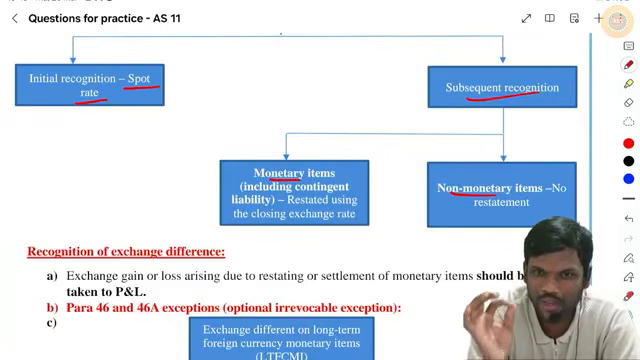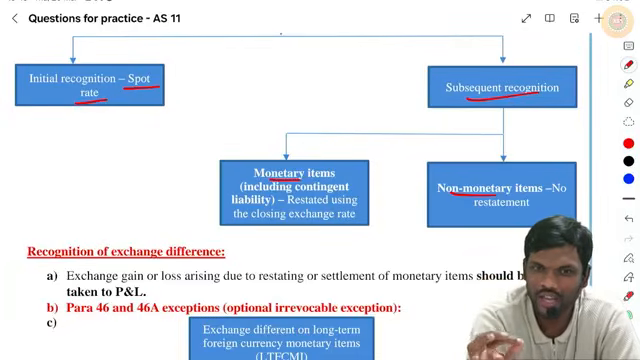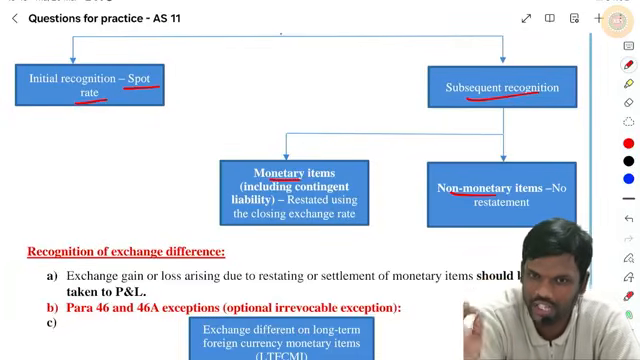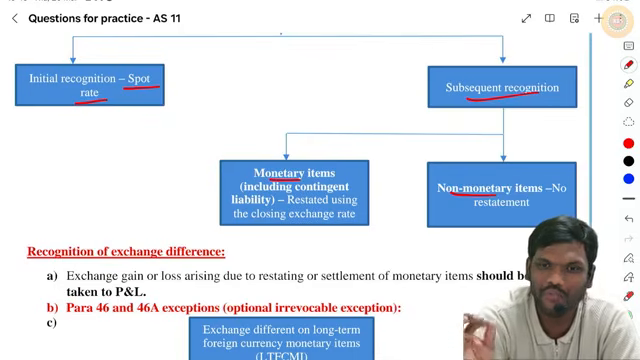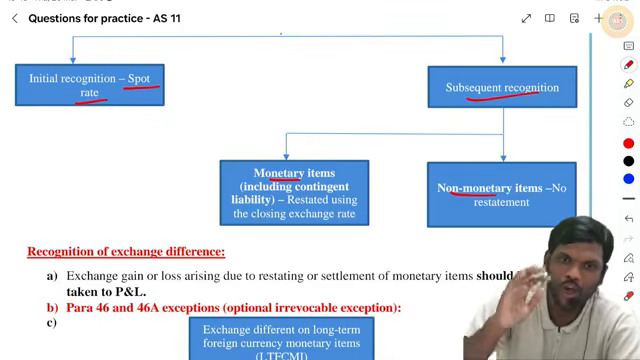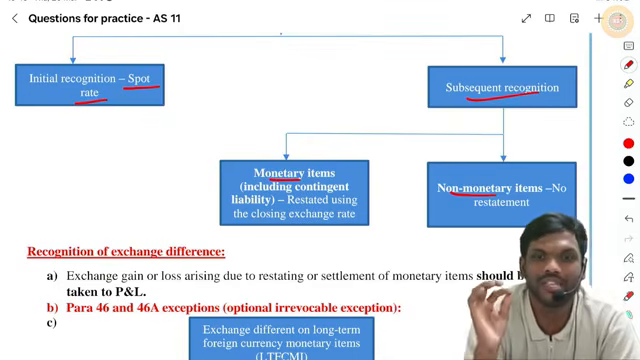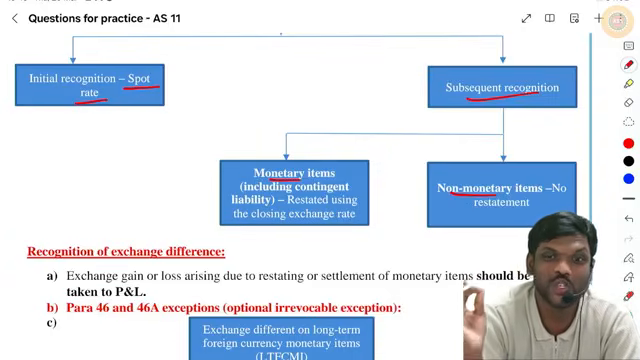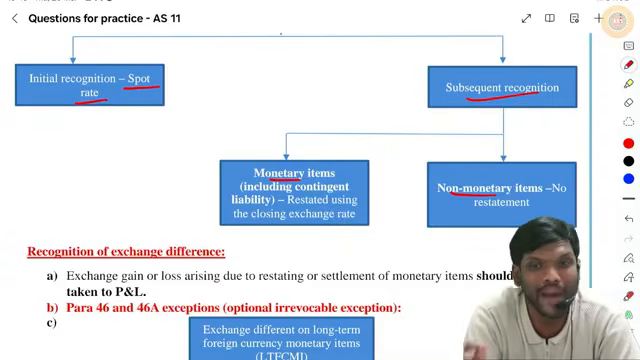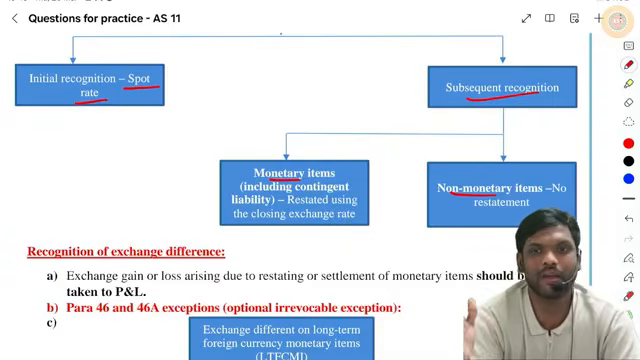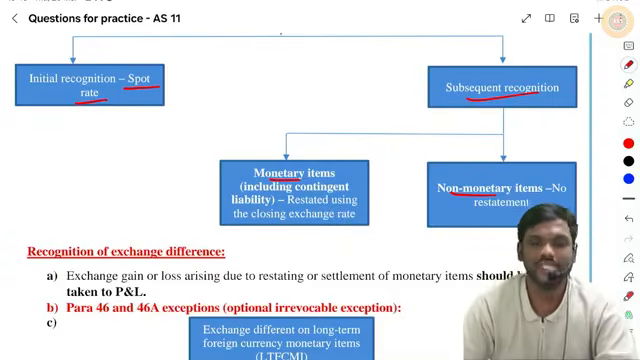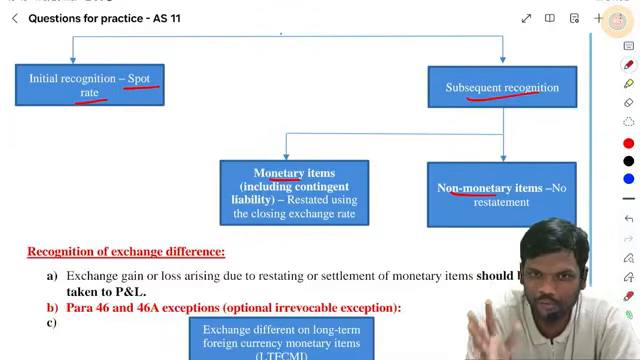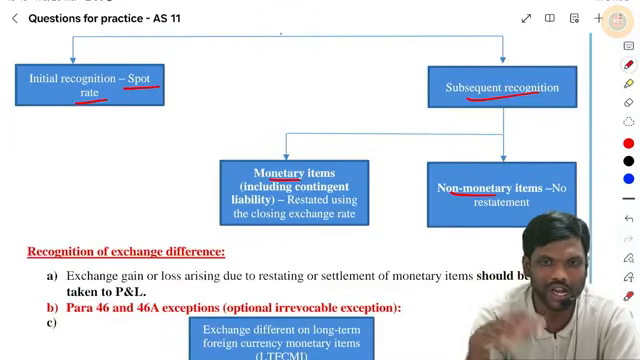So keep this point very strong in your mind. If an exchange rate change is going to affect your cash inflows or cash outflows, then that becomes a monetary asset or liability. But if an exchange rate change is not going to impact you in any way, then that becomes a non-monetary asset or liability. Let me take a quick example for a non-monetary asset or liability.